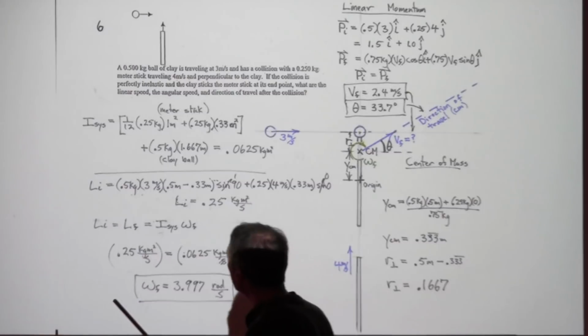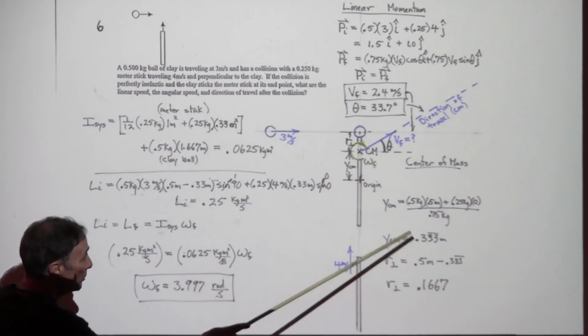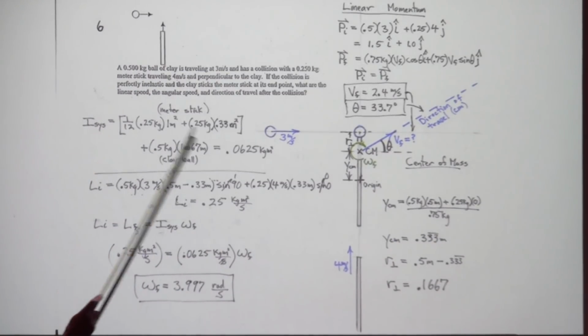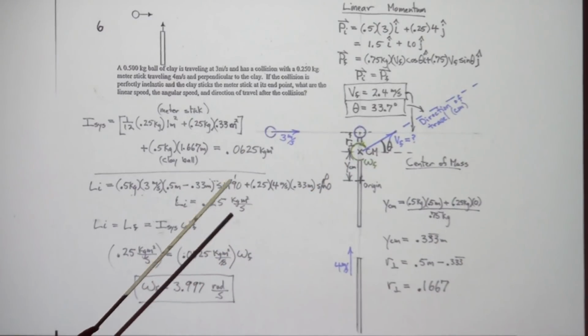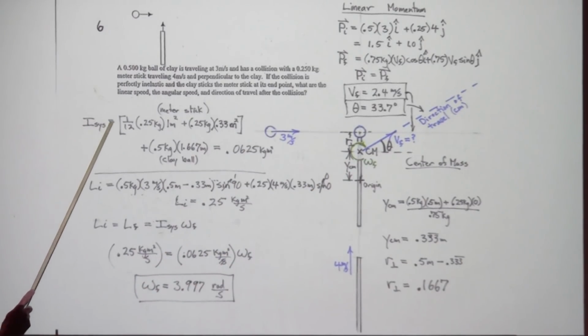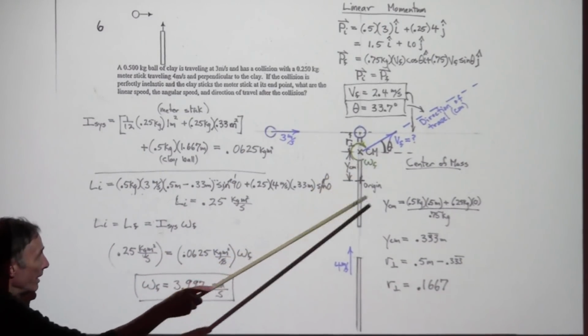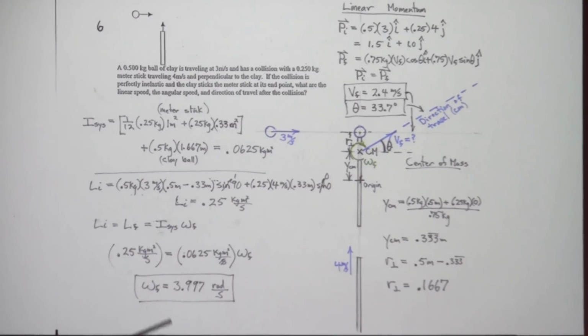Okay, not easy stuff. So again, I need to know where the center of mass is, so I know which point it's going to rotate around. I need to get the moment of inertia around that point as it spins. And now we can address the angular momentum.